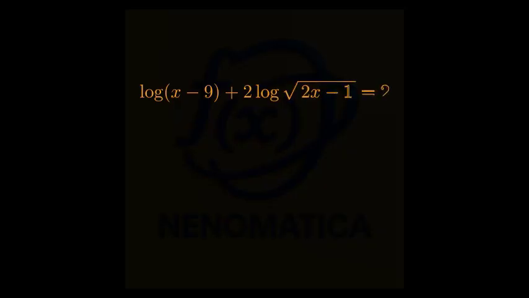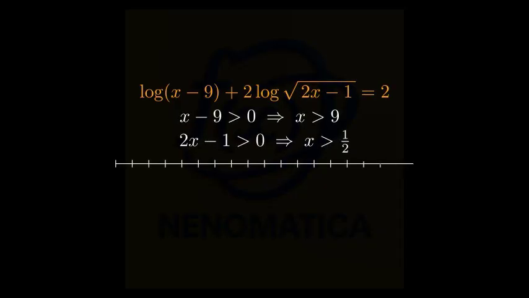Problem. Solve for x. Step 1. Determine the domain. The argument of every logarithm must be positive. From x minus 9 greater than 0, we get x greater than 9. From 2x minus 1 greater than 0, we get x greater than 1/2. Combined, the domain is x greater than 9.